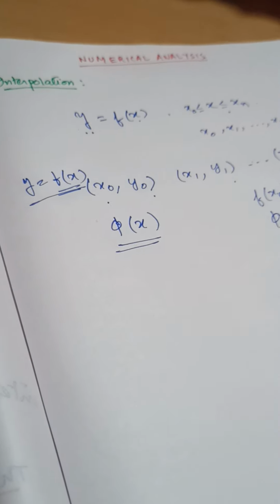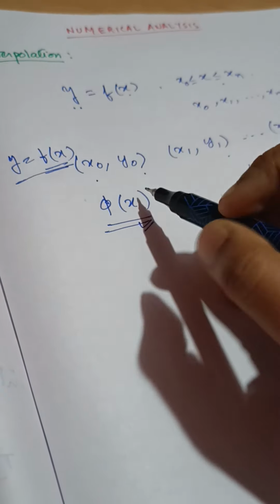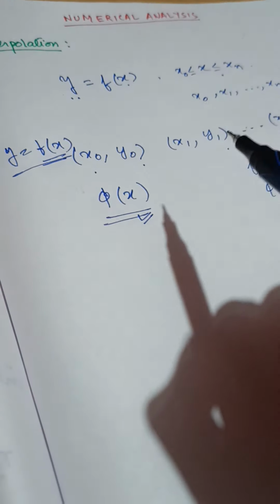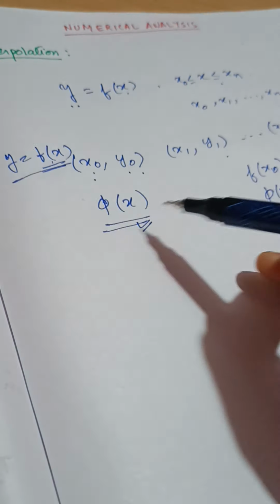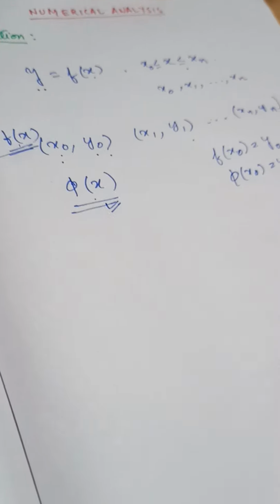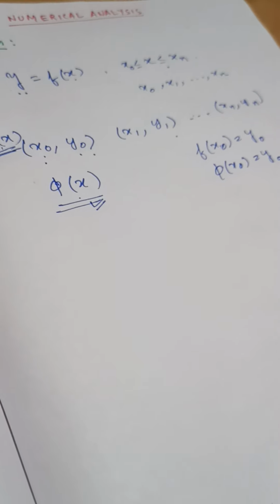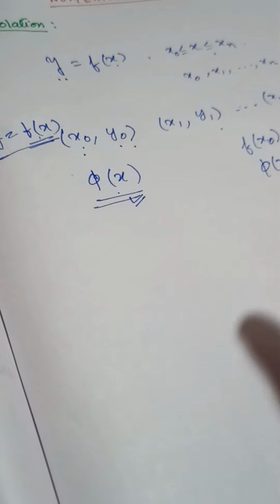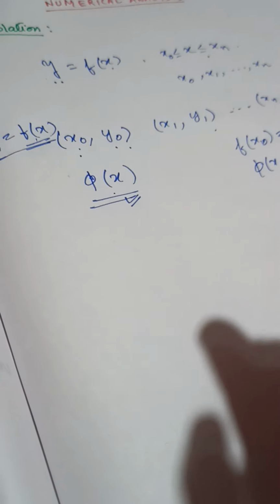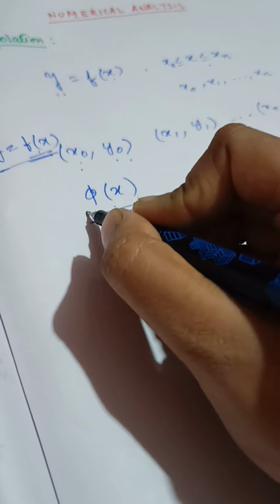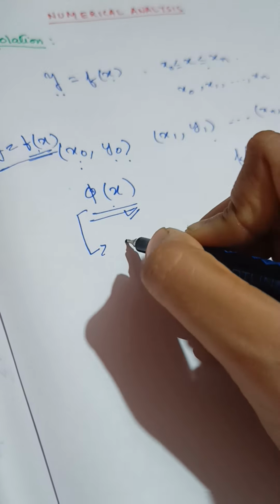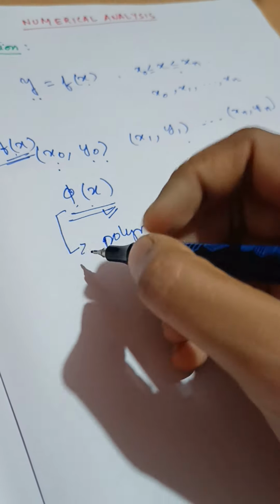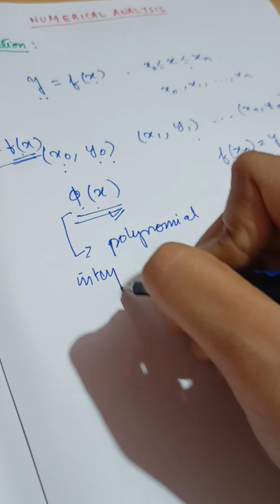So what we will do, we will consider a simpler function phi(x) such that it agrees with f(x). Since f(x0) gives y0, phi(x0) will also give y0 and so on. Phi(x1) will also be y1 and so on. So this process is called interpolation. And if we consider this phi(x) as a polynomial, then this process is called polynomial interpolation, and this function phi(x) is called the interpolating polynomial.